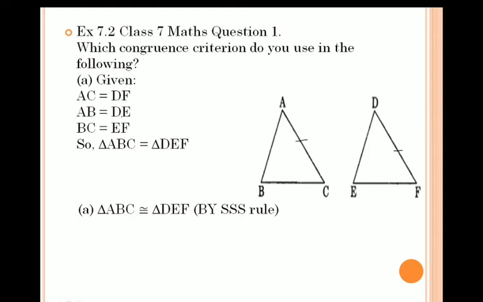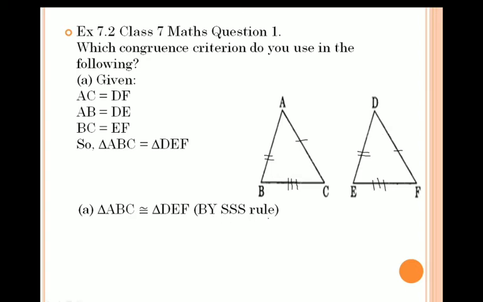AB is equal to DE. This is AB is equal to DE. The third one, BC is equal to EF. Here is the BC and here is the EF. So they give us information of 3 sides. That means S, S, S. Okay. So both triangle ABC and triangle DEF are congruent by SSS rule.